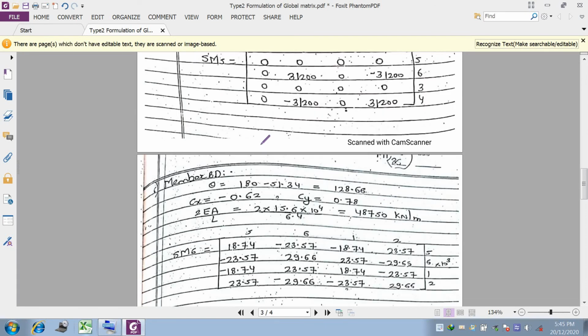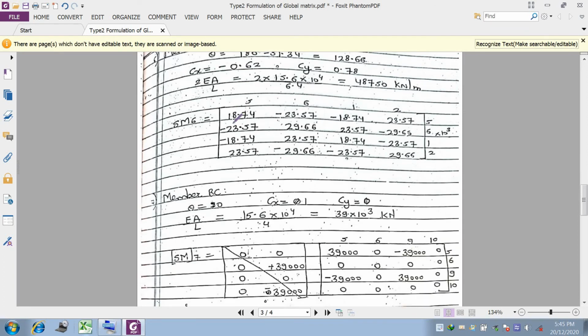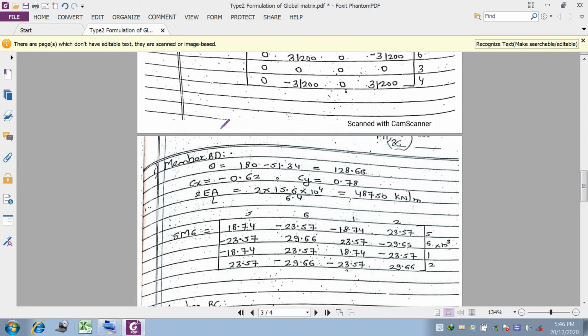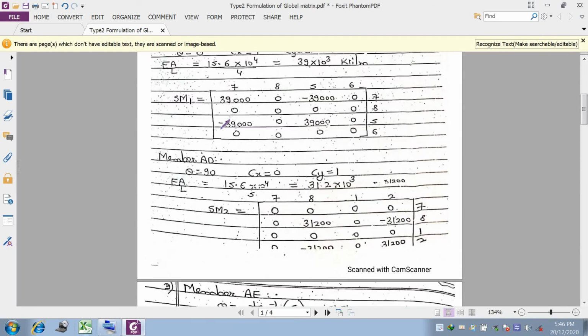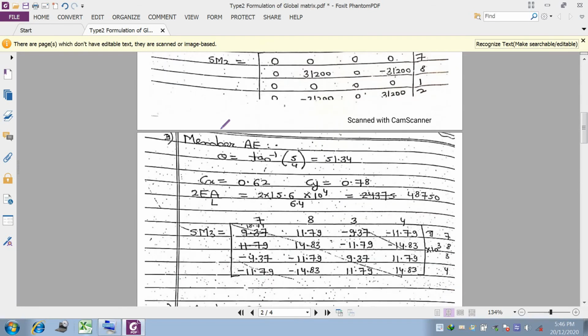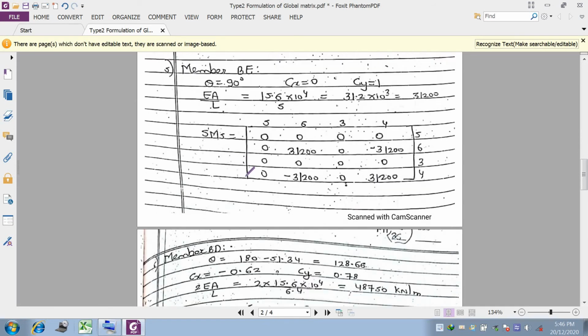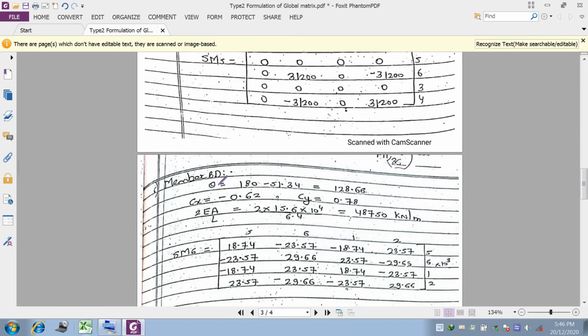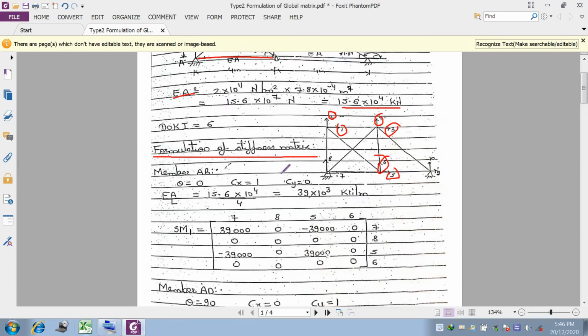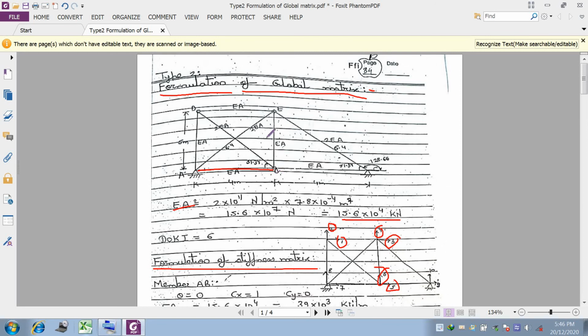Then the next member you can calculate is BD. Then you can also calculate the member BC. First of all, we will see how to calculate the member force for BD here, because the angle of inclination is also calculated here. If you see in your diagram, this BD is there, and the angle is given as 51.34.